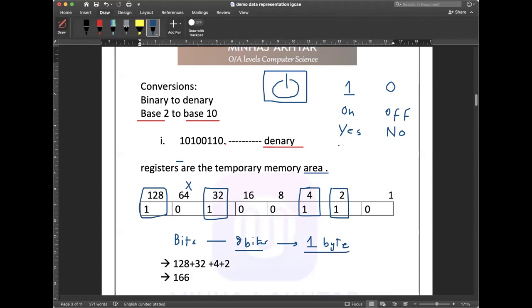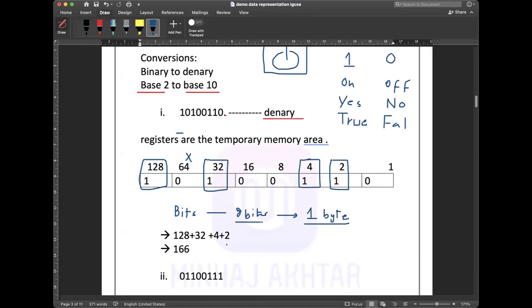One more thing. 1 means true. And 0 means false. Very good. So now take the numbers which are having only 1. What are these numbers? Tell me quick.